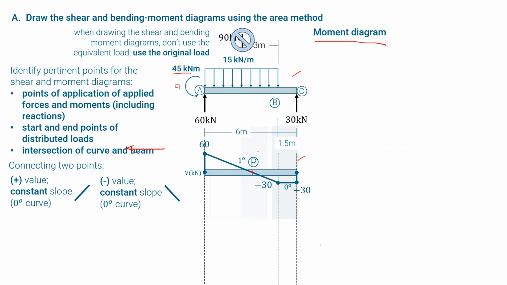Tapos trabaho mong hanapin kung nasaan yung P. So we call this distance D, which is unknown. How do you get this distance D? Simple lang, no? You can do similar triangles.